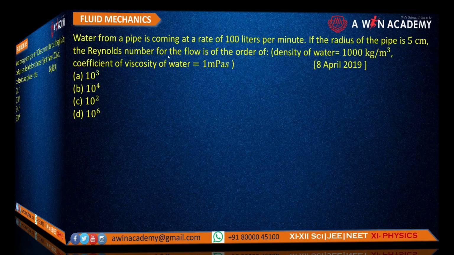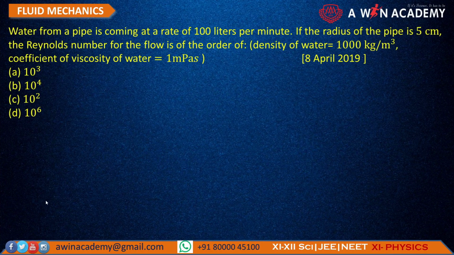Problem is said that water from pipe is coming. Water from a pipe is coming at a rate of 100 liter per minute. If the radius of the pipe is 5 centimeter, the Reynolds number for the flow is of the order of?